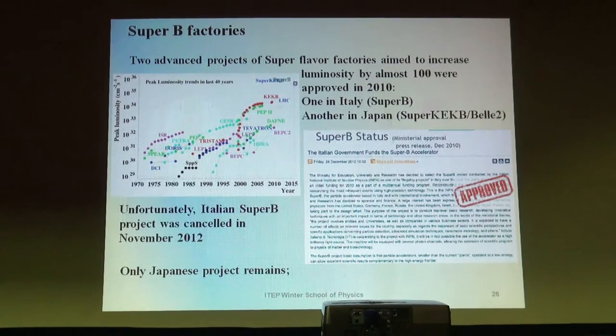Unfortunately, just recently, the Super B in Italy was killed by the Italian government because there is not enough money to build it. This is really a pity, because if there were two super B factories, it would introduce some competition between them, which is extremely fruitful in physics. Competition always results in better results than if we have just a single experiment.